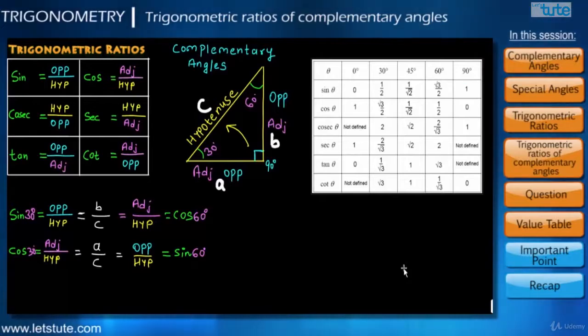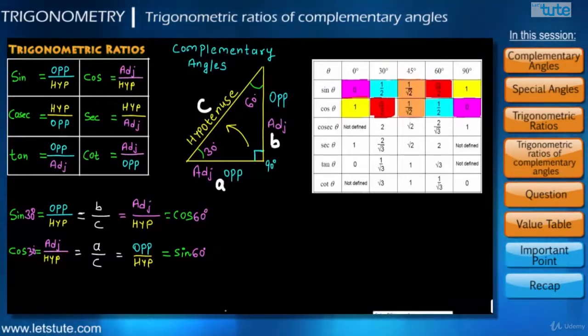So looking at the table, we can see the value of sin 30 is defined as 1 upon 2, and therefore we can see cos 60 degrees is also equal to 1 upon 2. And again, as 0 and 90 are complementary angles, the value of sin 0 is same as the value of cos 90, and that is equal to 0. And similarly we can see the value of sin 45 is same as the value of cos 45, and that is equal to 1 upon root 2, and so on.